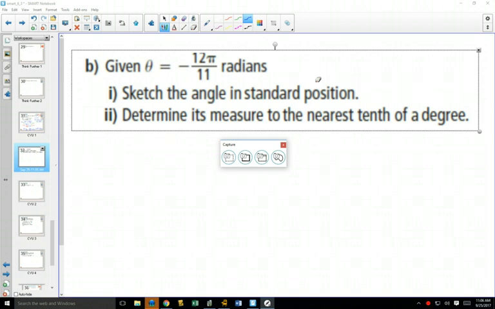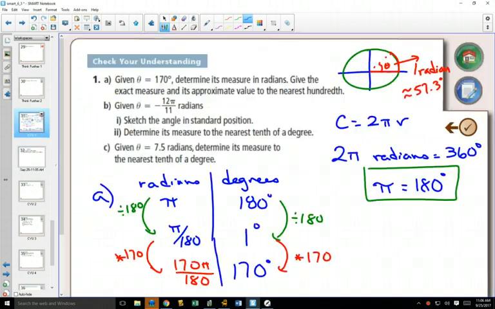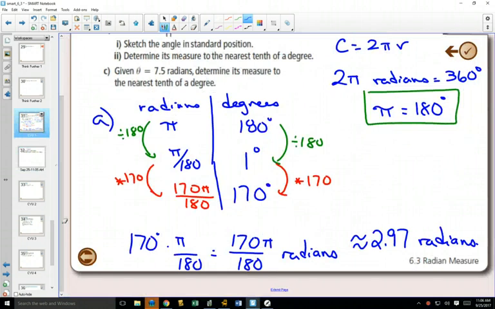Yes? Yeah, I can go back. Is it 18 or 180? When I typed it into my calculator, I simplified the zeros and wrote 17 pi over 18. You could also type 170 pi over 180, but those are the same.